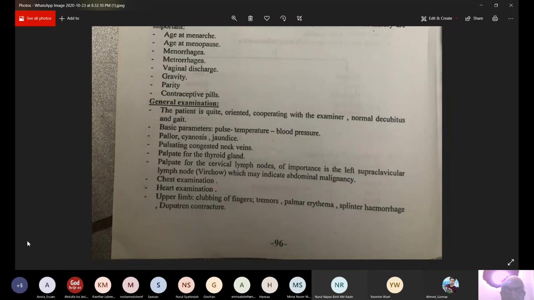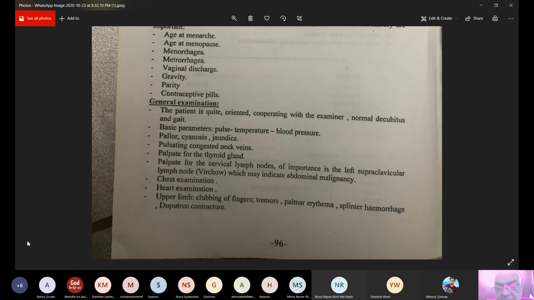But let us ask: if we are in the general examination searching for cervical lymphadenopathy, which of the cervical lymph nodes are you looking for? I'm looking for the lower deep cervical lymph node, especially on the left side. This is called Virchow lymph node.